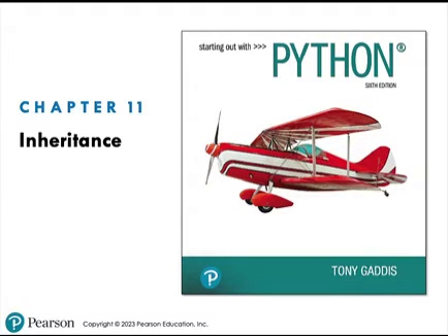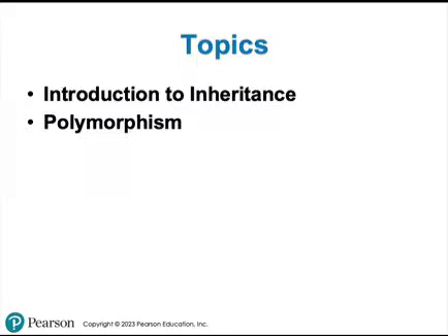Okay, this video lecture is over Chapter 11 of your textbook, which covers inheritance. In Chapter 10, we talked about the basics of object-oriented programming, and inheritance is one of the very key aspects of object-oriented programming. So this is a pretty short chapter that covers inheritance. In particular, we're going to talk about what is inheritance, and then we're going to talk about what polymorphism is, another characteristic of object-oriented programming.